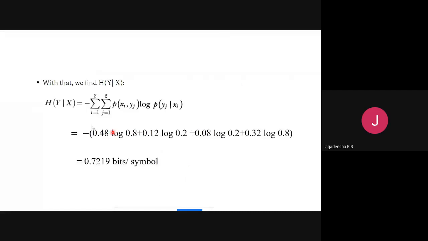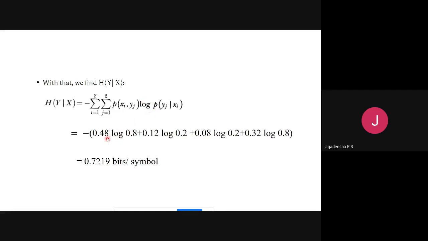So when you add up all these, you should be getting around 0.7219. Please verify these values. I recommend you, because these steps, what I mentioned here, they are right. But you need to verify whether these values are also right. So I can give you a direction here, how to calculate these values, what equation you need to use, and what's the meaning of this equation I can explain here.